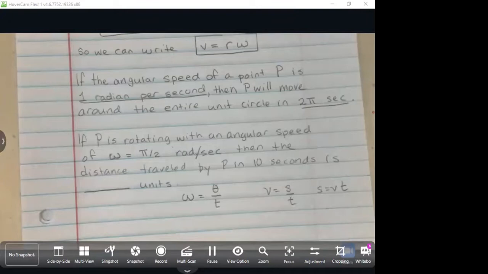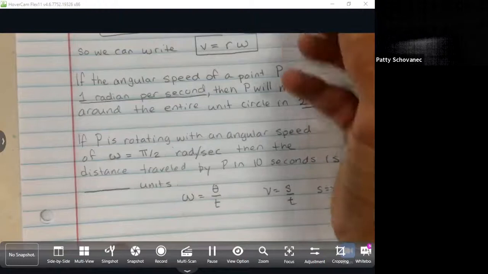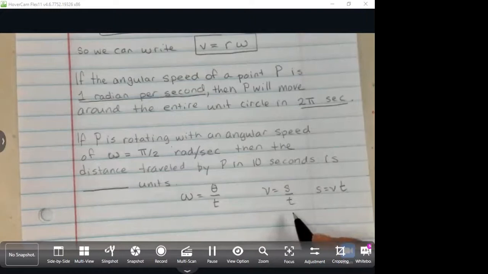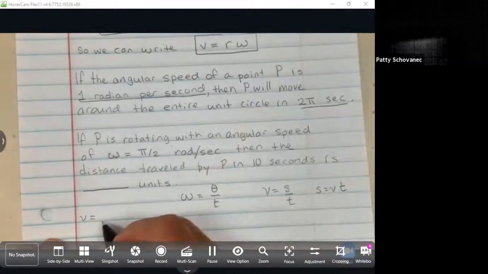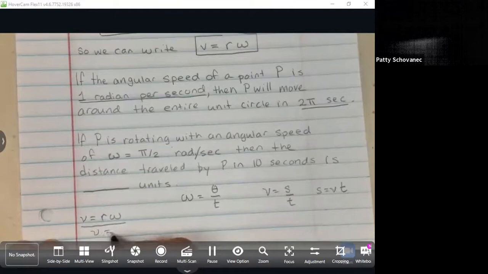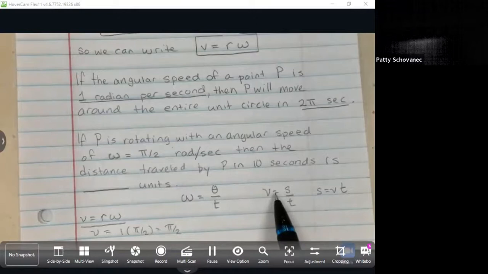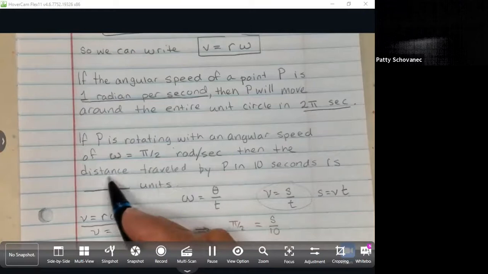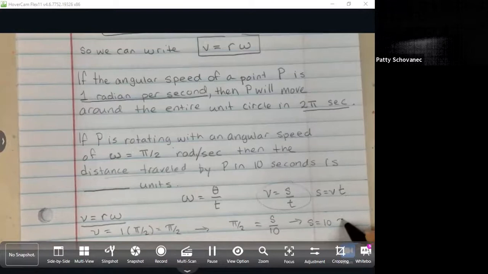We're on the unit circle, so R is equal to 1. Instead of using that one, we can use this one, given the fact that we're on the unit circle. So 1 times pi over 2 gives us velocity pi over 2, right? And I want to know S. So now we use pi over 2 is S divided by 10. We want to know the distance traveled, so S is 10 times pi over 2, or 5 pi units.